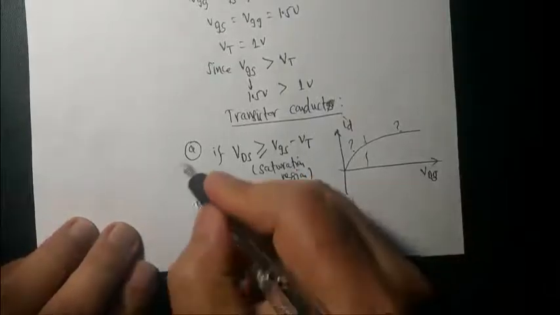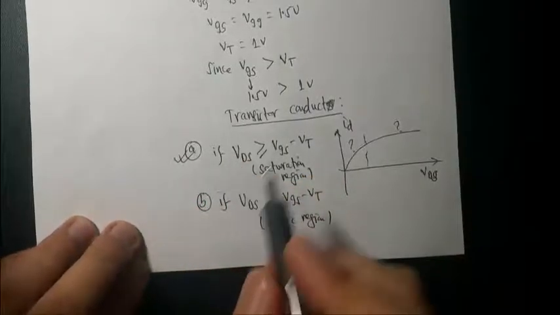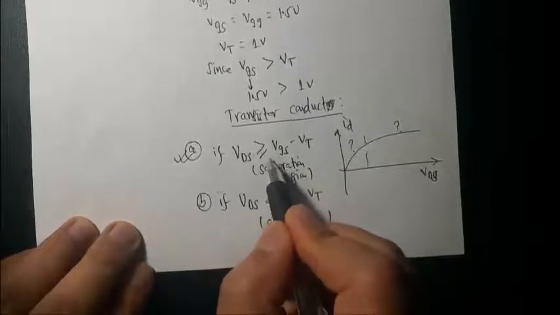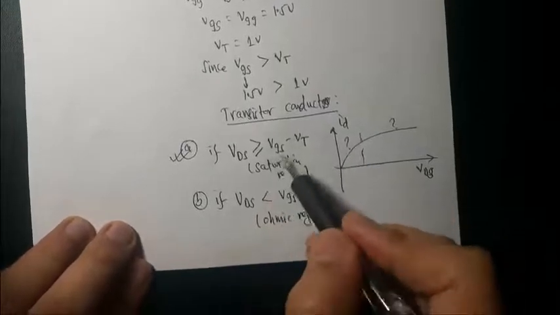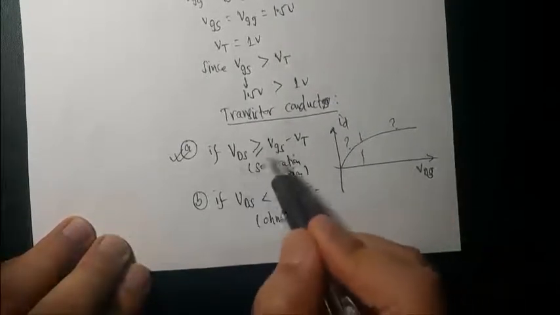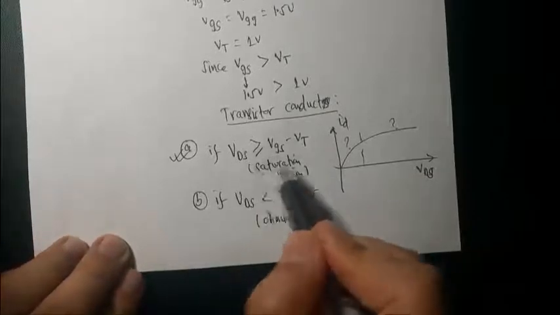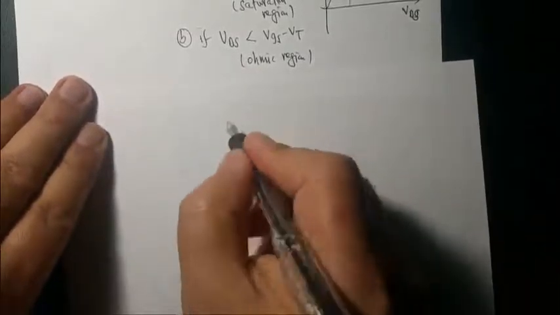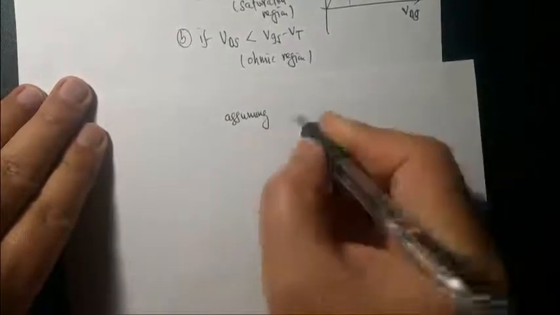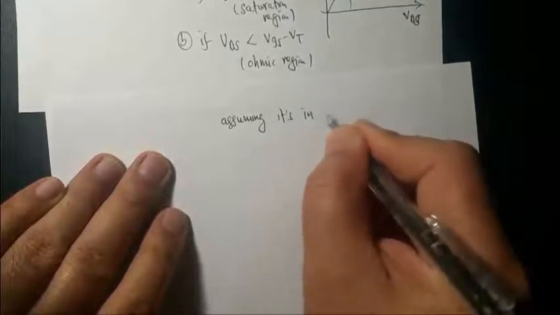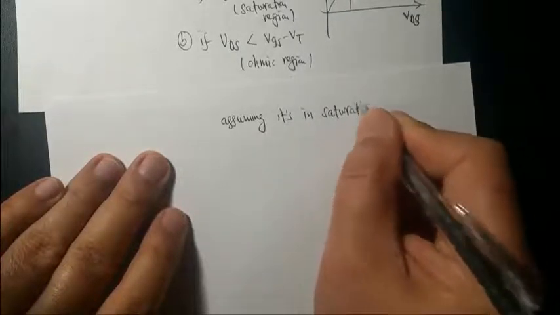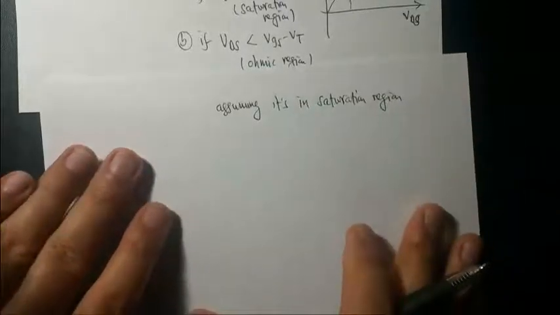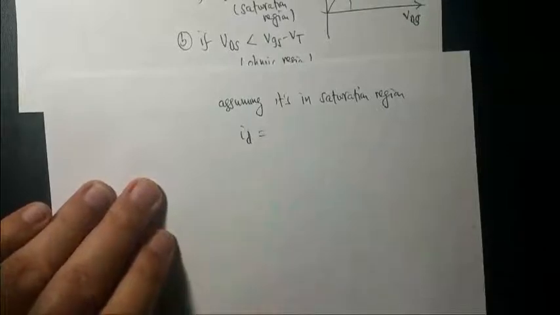So we're going to test both. First we're going to go with the first case. We will assume that VDS is greater than or equal to this quantity, and we're going to find the drain current based on this, because we know the formula, and based on that we're going to check if this condition is consistent or not. Okay, so assuming the transistor is in the saturation region, then we know the drain current formula.